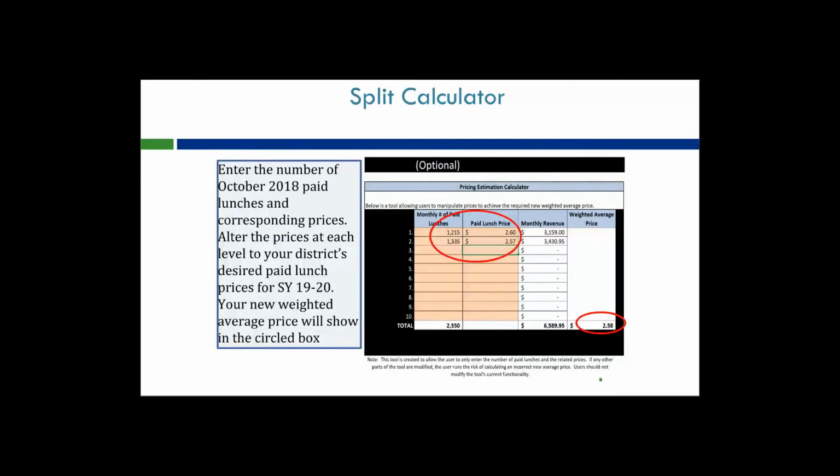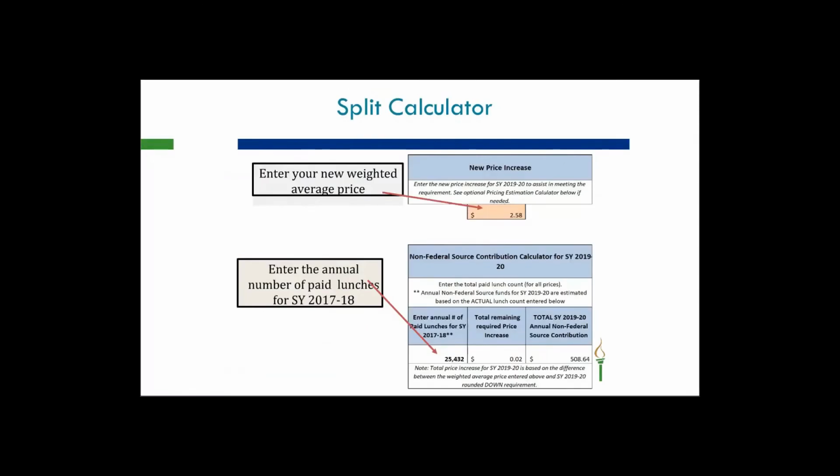I determined that because I entered the number of October 2018 paid lunches and the corresponding prices into that price estimator calculator that is optional at the bottom of this tab, to alter the prices at each level to your district's desires for the paid lunch prices for school year 2019-20. Your new weighted average price will be shown in the box that is circled in red. So at the bottom right of this box, you can see that the weighted average price is $2.58. I then put that $2.58 into that new price increase box that is peach. And then the non-federal source contribution calculator for school year 2019-20.